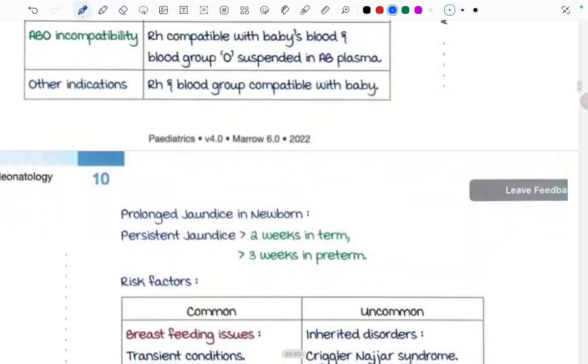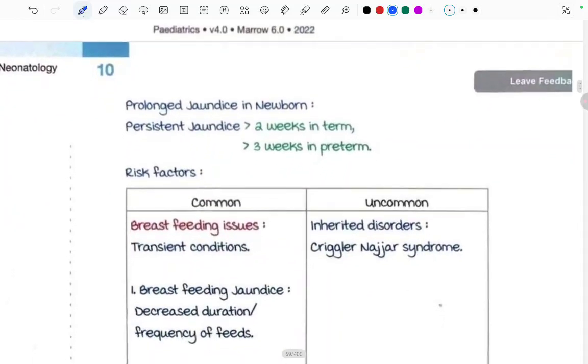Moving ahead to the prolonged jaundice in newborns and persistent jaundice. First, let's read about this persistent jaundice. We already saw, right, more than 2 weeks in term babies and more than 3 weeks in preterm babies is considered as significant jaundice. What are the risk factors for this persistent jaundice?